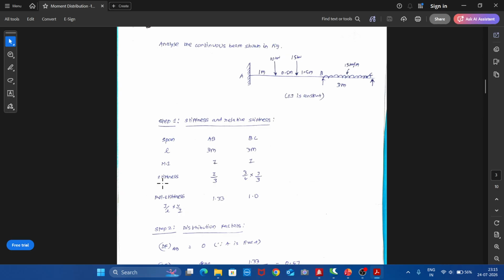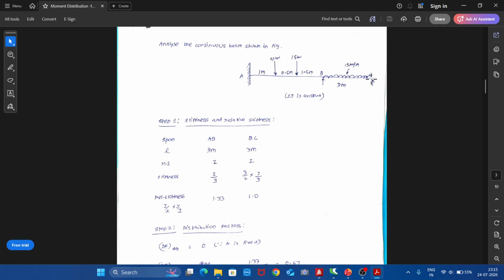Then we need to find the stiffness. Stiffness is defined as the ratio of moment of inertia to span. For example, if you take span AB, A is fixed and B is a continuous support. Therefore, the stiffness will be I divided by L. The moment of inertia is I, the length is 3, therefore I divided by 3 for span AB.